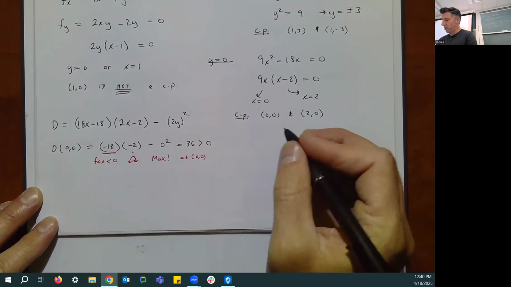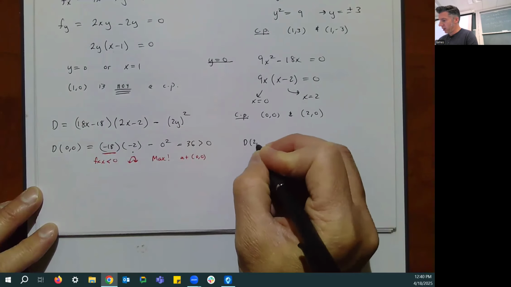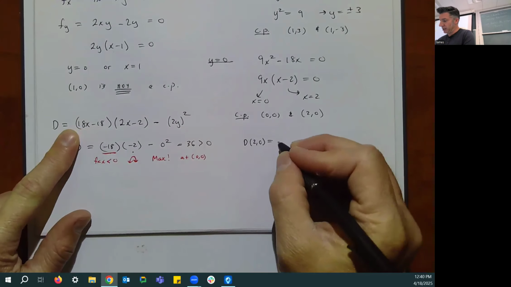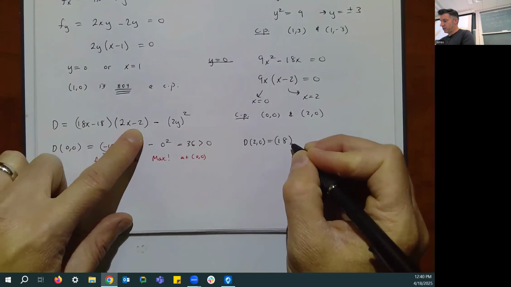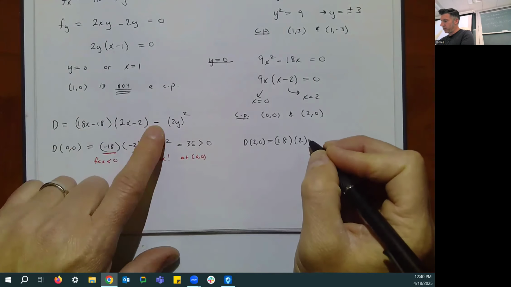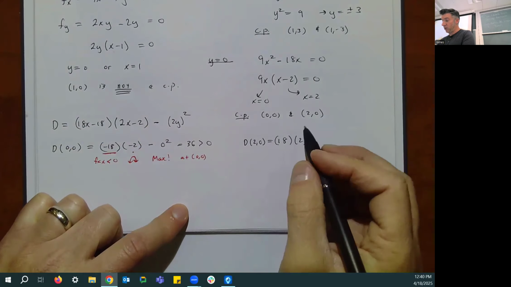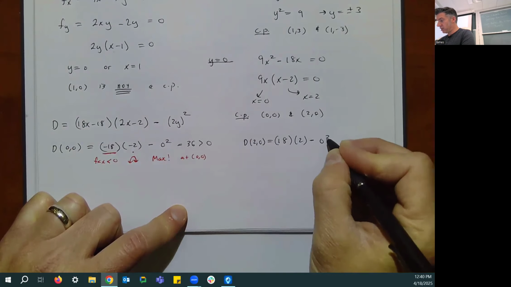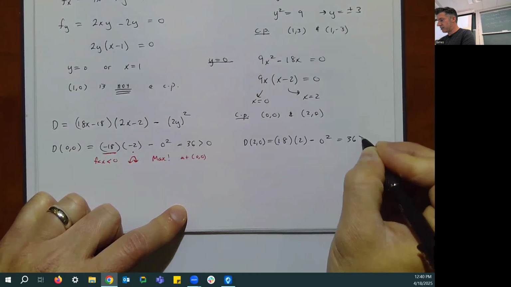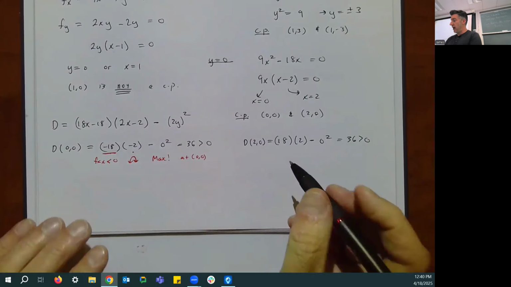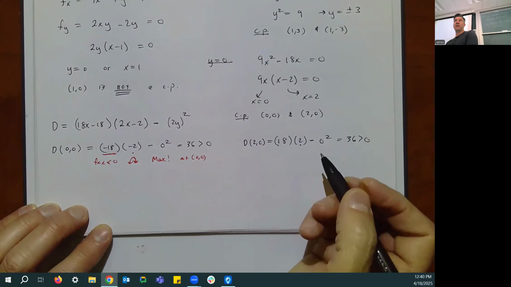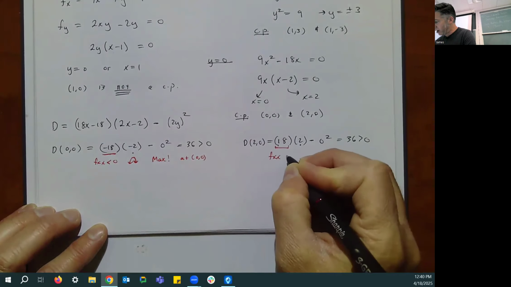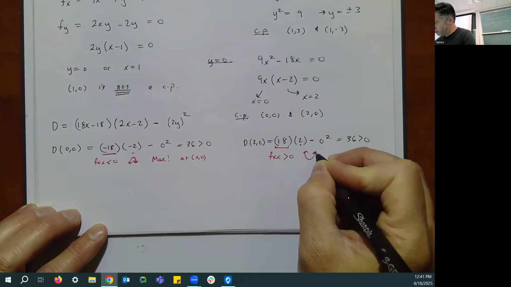So let's look at (2, 0). So D of (2, 0) is going to be 2 times 18, which is 36, minus 18, which is 18. 4 minus 2 is 2, and we plugged in 2. Plugging 0 for y, we're getting 0 again. So this is also equal to 36. But now fxx and fyy have the same sign. They're both positive. So this being positive means we are concave up, meaning we have a minimum.